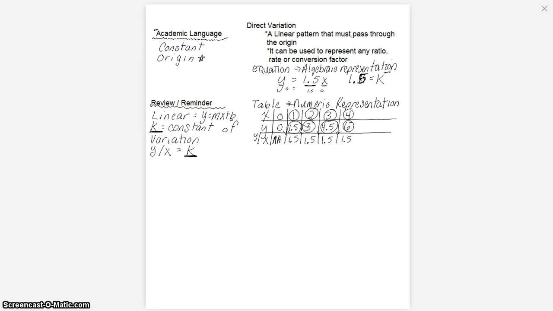So we have the equation, we have the table. Let's move on to a graph. And we're just going to graph that table. And this part right here, you guys, this is the origin. It's the middle. It's 0, 0. So every time I talk about the origin, that's what I'm talking about.